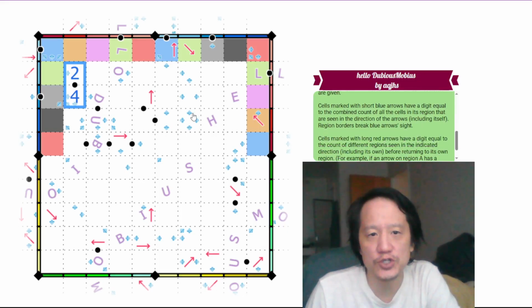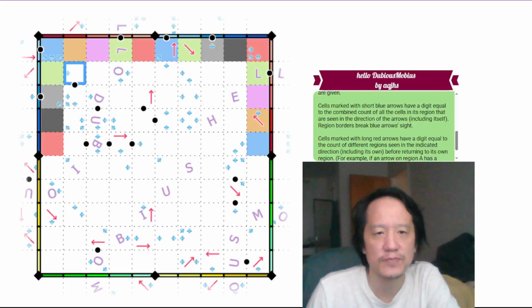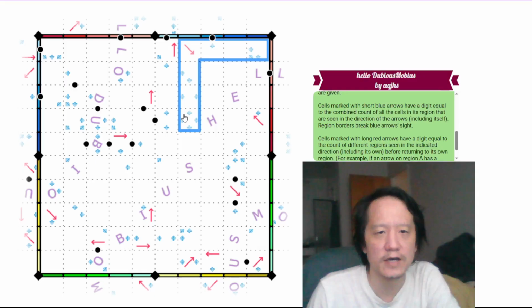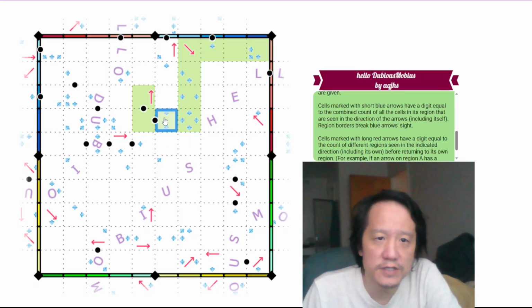Cells marked with short blue arrows have a digit equal to the combined count of all the cells in its region that are seen in the direction of the arrow, including itself. And region borders break blue arrow's sight. So let's try to figure out an example here. Say we had this, right? We have certain arrows.